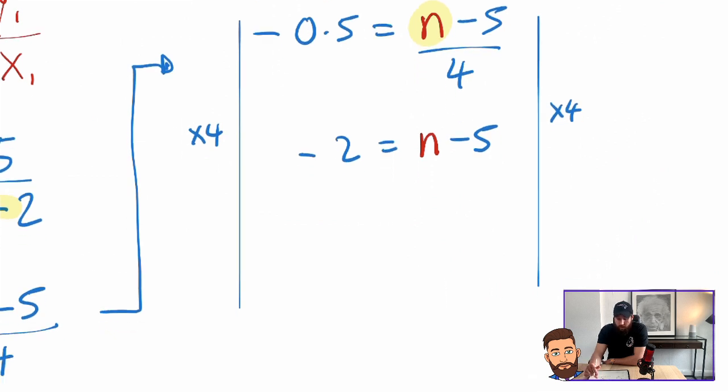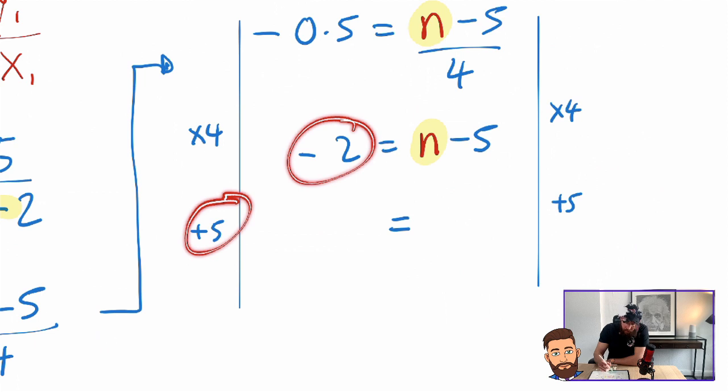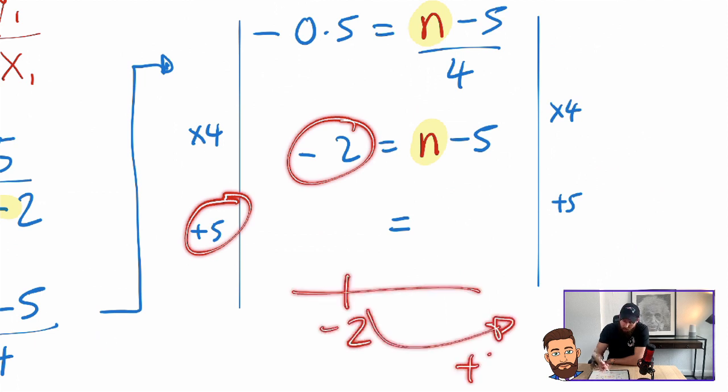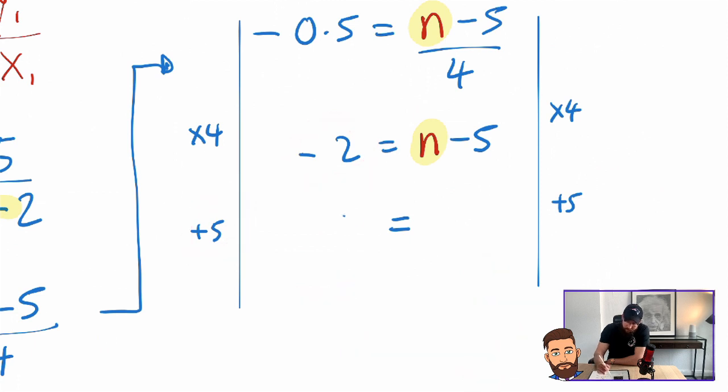And hopefully you can see we're almost there, we're at the home straight now. We want to get n on its own. What's stopping it from saying n equals this 5? How do I get rid of a minus 5? I plus 5. Plussing 5 to both sides. What's minus 2 add 5? If you're at minus 2 and you add 5, it gets you to where? 3. And if I've got rid of that negative 5, remember, what is negative 5 add 5? Gone. That's why it goes. So that's gone. I'm left with n. N is 3.